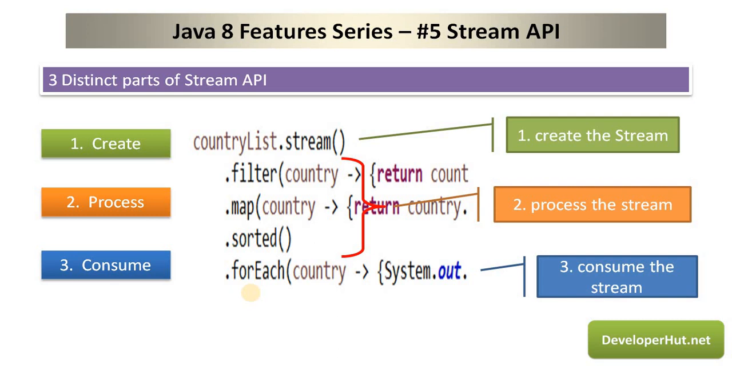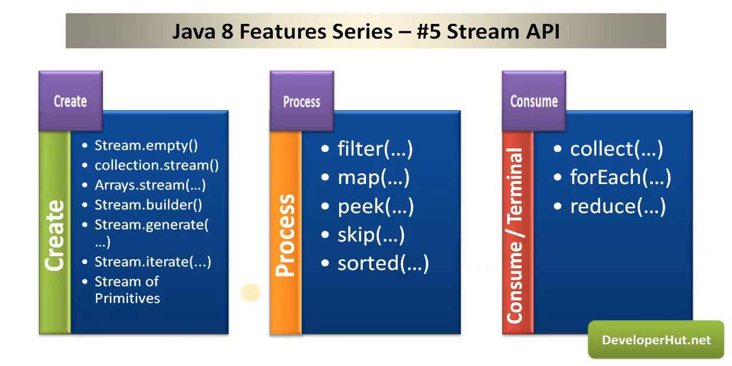The consume operation is also called a terminal operation. Okay, so this is either the consume operation or the terminal operation. Now all these three distinct parts have different methods associated with them. So in case of create, you can create a stream in multiple ways. We have the stream.empty method, which will create an empty stream. All collections have the dot stream method, which we just saw, right? It converted the entire collection to a stream of objects.